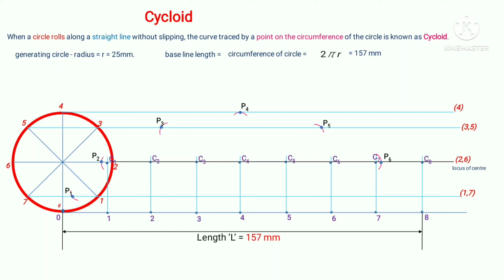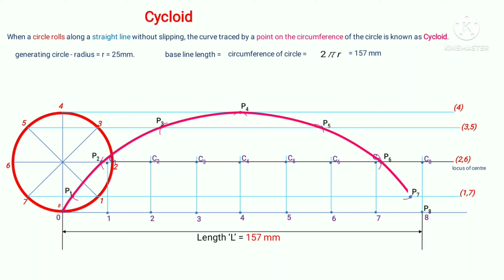Now that we have all the 8 points P1, P2, P3, P4, P5, P6, P7 and P8, a freehand curve has to be drawn passing through all these points, starting with the base point 0, and then with P1, P2, and so on. A freehand curve is drawn, and this curve that passes through the points P1, P2, P3, P4 is known as the cycloid, and hence in this way we can draw the cycloid.